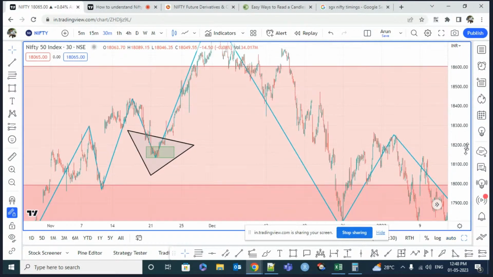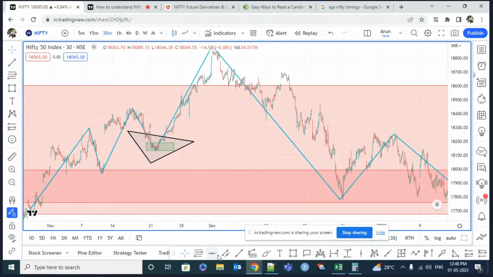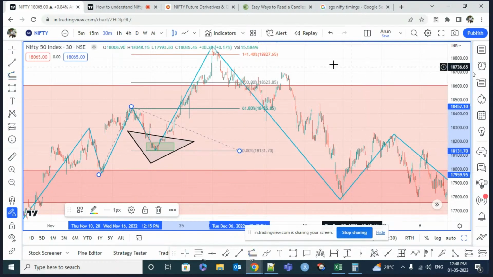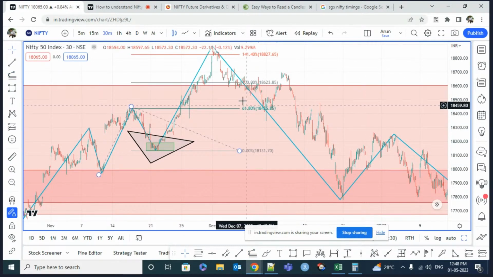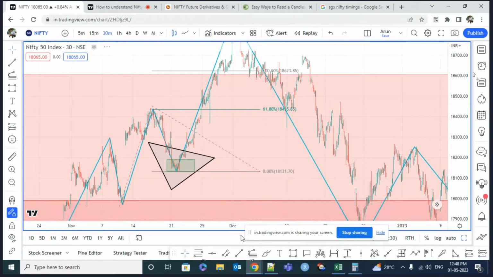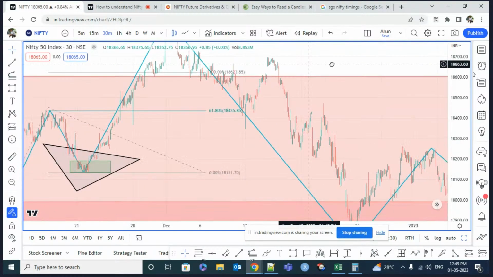For now, I have considered my fib target as, where is it? Where is it? So this is my first target and this is my second target. So let's see what the first and second targets are, the number of points to reach there and how long it has taken to reach there as well.